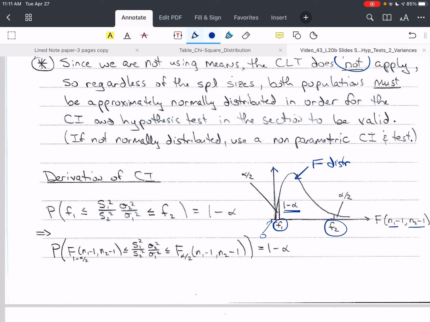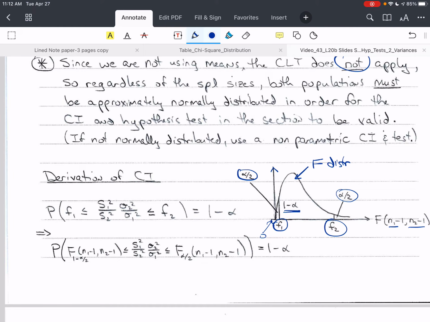So that means that between this number, F1, and 0, there has to be alpha over 2 as a probability. And then for F2, we want alpha over 2 above it, and that leaves 1 minus alpha in the middle. Since it's a skewed distribution, we can't use the mean of the distribution anywhere in here, or the median. For a skewed distribution, the mean, median, and mode are all different values. For a symmetric distribution, they're all the same value.